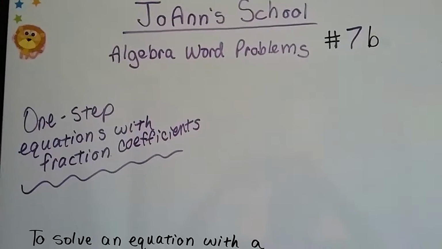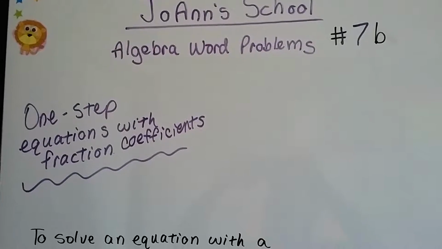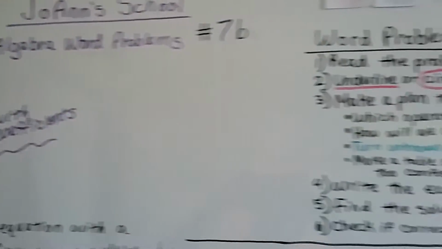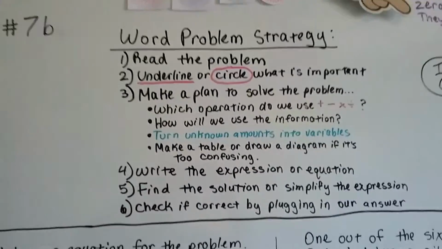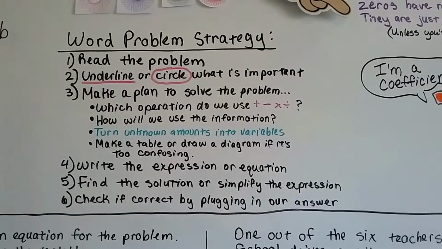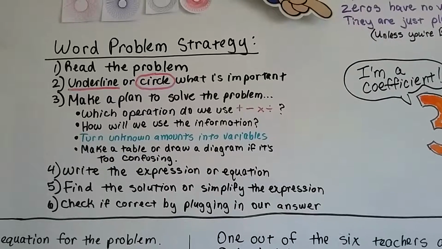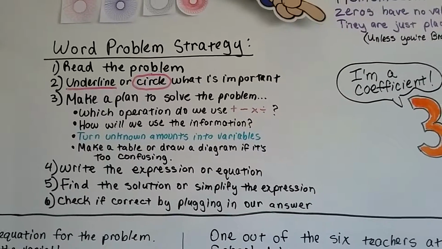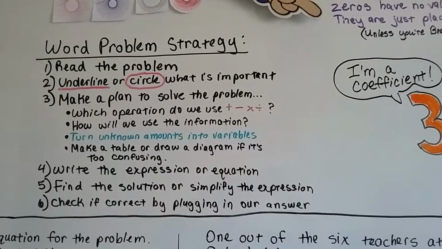Algebra word problems number 7b, one-step equations with fraction coefficients. All right, we're doing word problems here, and we need to know our strategy. We need to read it, underline what's important, make a plan to solve it by knowing which operation we're going to use and how we're going to use the information.